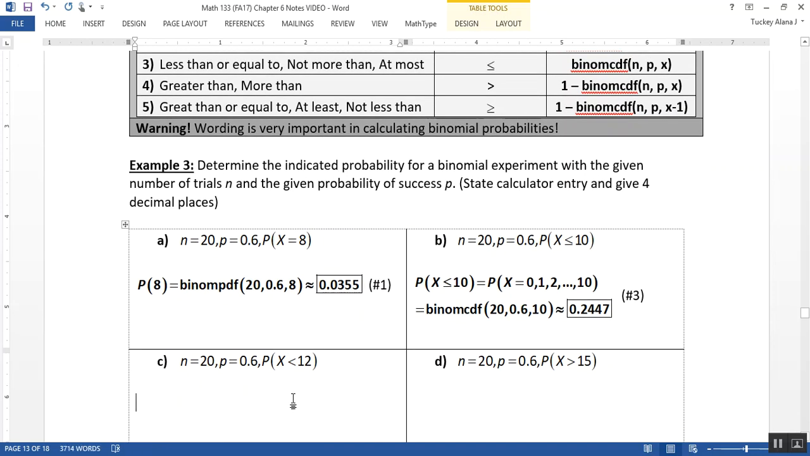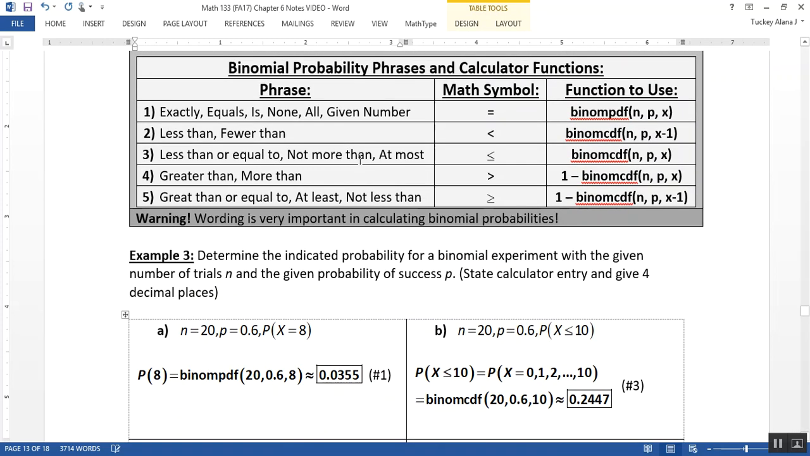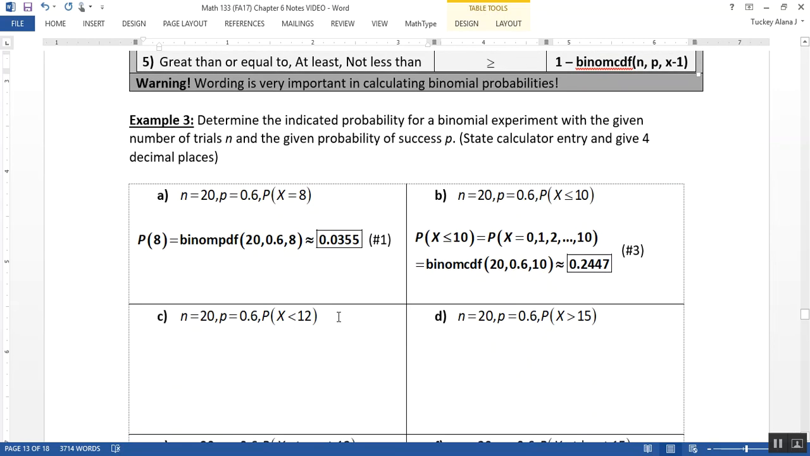Unlike letter C, so B and C are good ones to compare. Letter C says, I want you to be less than 12. But what that means is I want 0, 1, 2, 3, 4, 5, 6, 7, 8, 9, 10, 11. And stop at 11 because 11 is less than 12. So I'm not going to go all the way up to 12. And you can see that in the rule. It's number 2. It says to go to x minus 1, which in our case is 12 take away 1, which is 11. That's where it'll get it to stop.